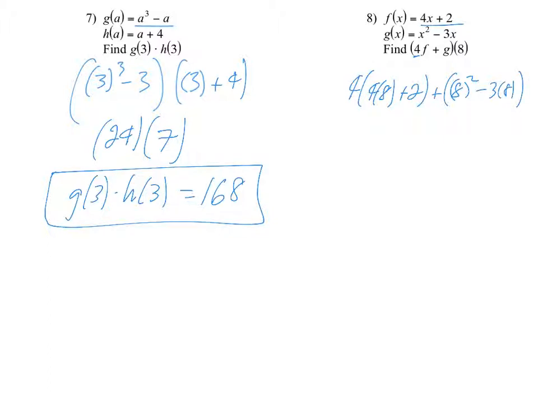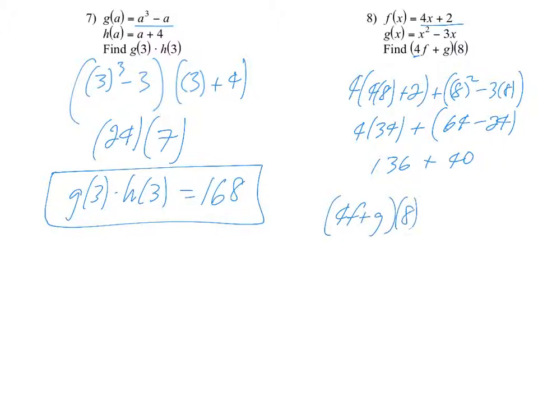Again, crunching stuff inside here. 4 times 8 is 32 plus 2, so we're getting 4 times 34 plus, in here, we're getting 64. 8 squared is 64 minus 24. 4 times 34 is 136 plus 64 minus 24 is 40. So our function 4f plus g of 8 is going to be equal to 176.